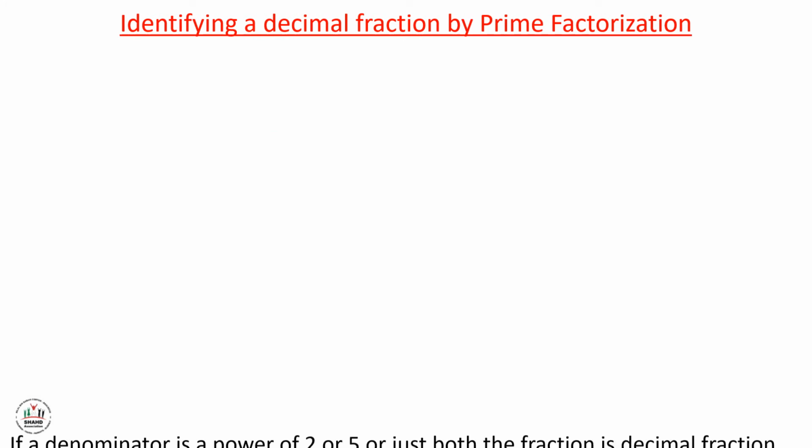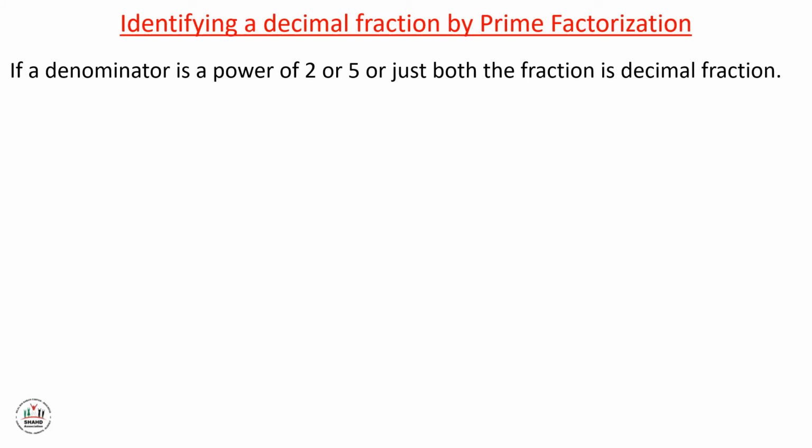Identifying a decimal fraction by the prime factorization method. If the denominator is a power of 2 or 5, or just both, the fraction is a decimal fraction. Let's see this example. 200 over 80.